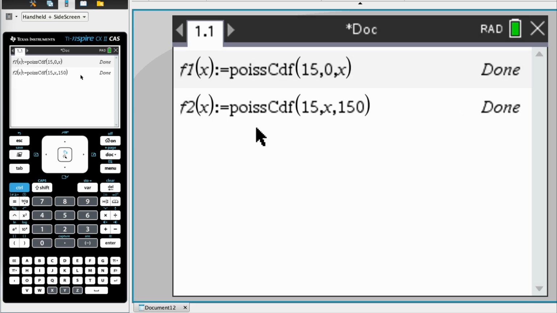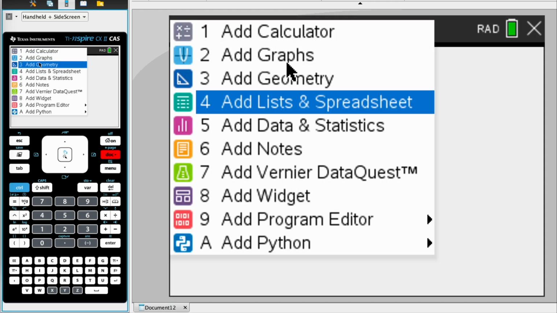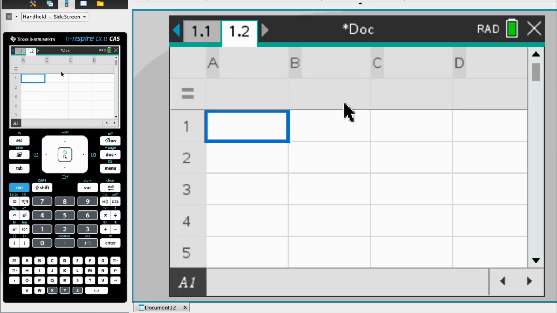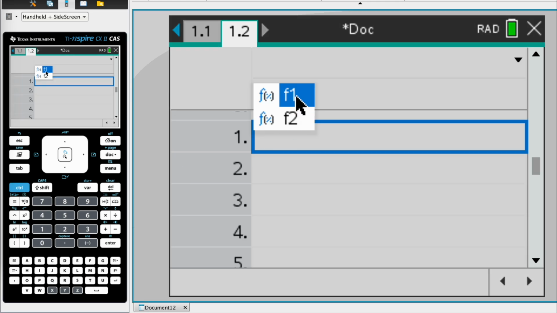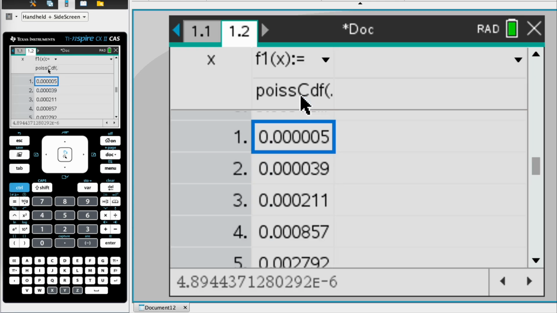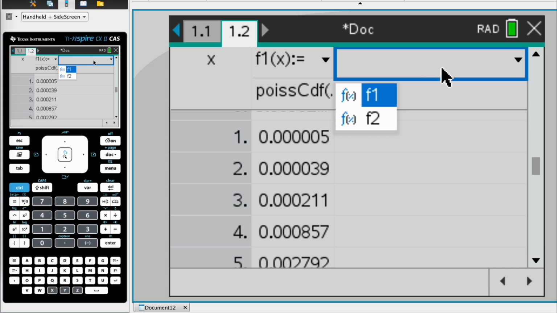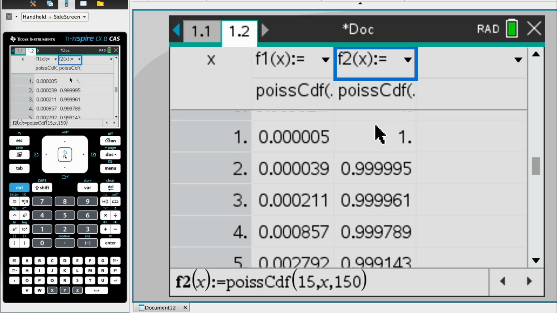When they both say done, we can now do control doc to add a page, and we're going to add a list and spreadsheet. I want to change this spreadsheet to a table by doing control T. So F1 will give me my lower critical region. Click in the next column. F2 will give me my upper critical region.